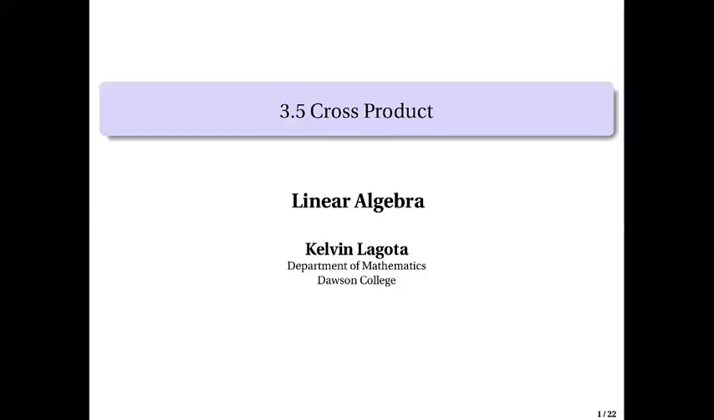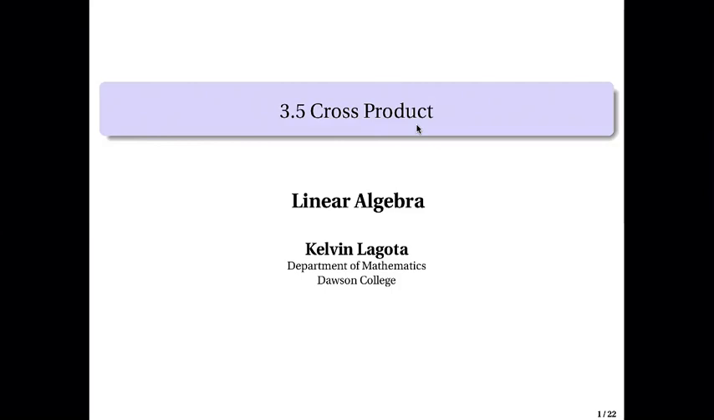So for today, we'll be doing section 3.5 of our course. This is cross product. And this cross product is actually another operator on vectors. But to be more precise, we only operate on vectors in three-space. So this cross product only applies to vectors in three-space. Okay? So how do we define this cross product?